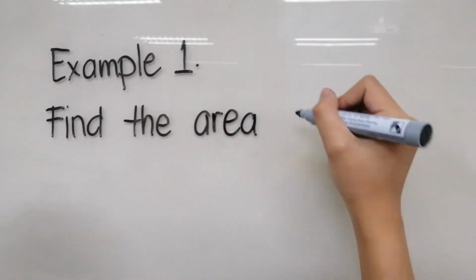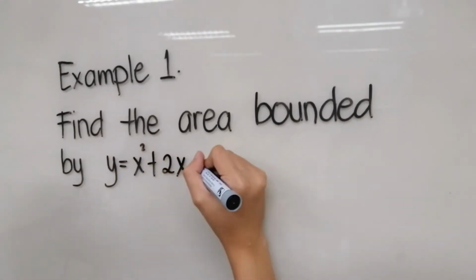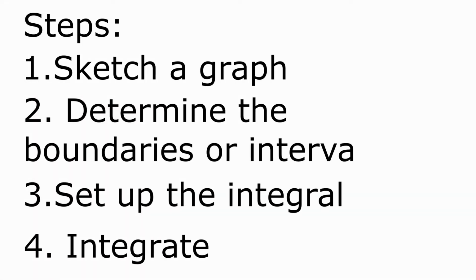Find the area bounded by y equals x squared plus 2x plus 1, x equals 1, and x equals 5. In order for you to solve this in the right way, follow these steps. When calculating the area under a curve f of x, follow the steps below. Number 1 is to sketch the area. Number 2 is to determine the boundaries. Number 3 is to set up the definite integral. And number 4, lastly, is to integrate it.